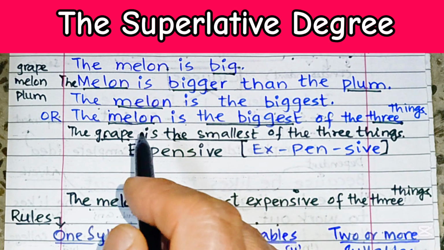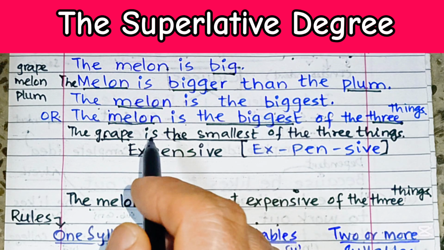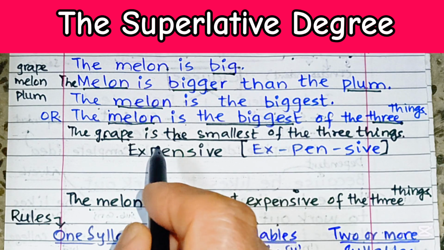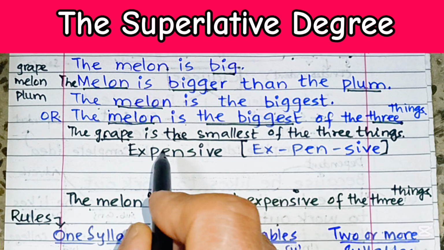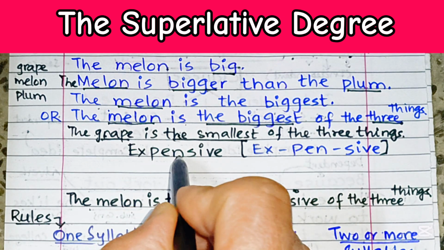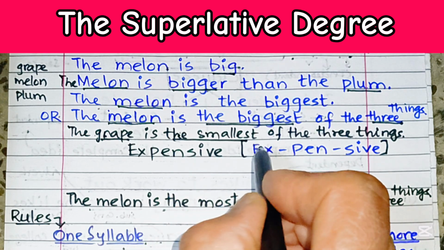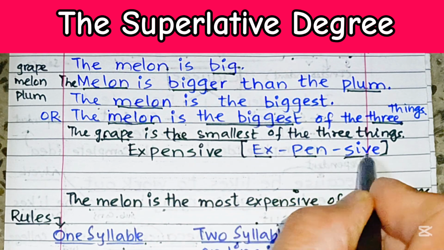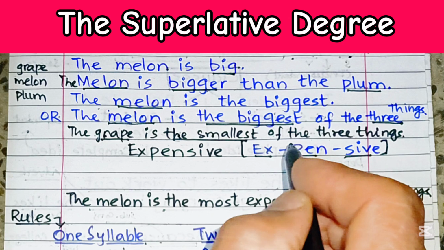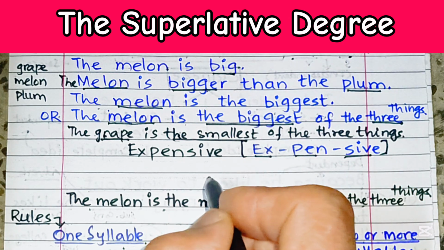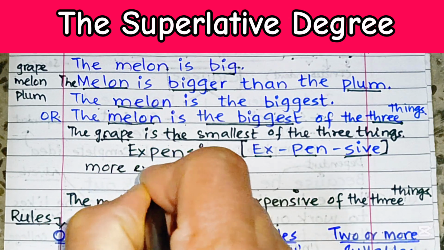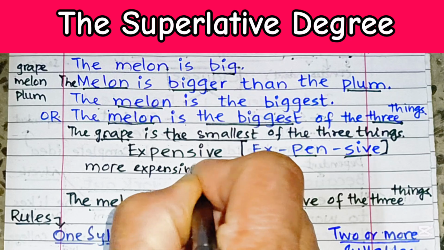Now, for adjectives that are of two syllables or longer, the superlative degree is going to be totally different. We are going to develop them in a different manner. Let's take the example of the adjective expensive. Expensive has three syllables. Expensive in the comparative form is going to be more expensive. More expensive. So this is the comparative degree.